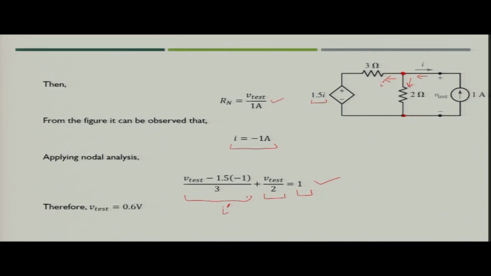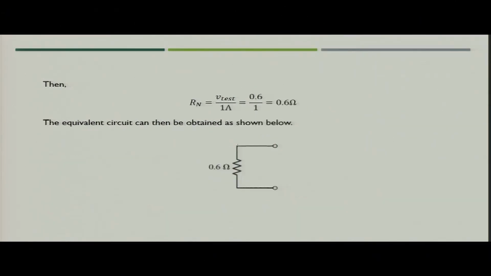When you see this particular equation, you have only one variable, which is V test. So, you can easily solve this equation and you get the value of V test as 0.6 volt. You divide it by 1 ampere current, which is the current source we applied, and we get the value of Rn, that is Norton's resistance, as 0.6 ohm. So, the Norton's equivalent of the circuit given in the example would be simply 0.6 ohm without any current source. That means In will be 0 in this case.